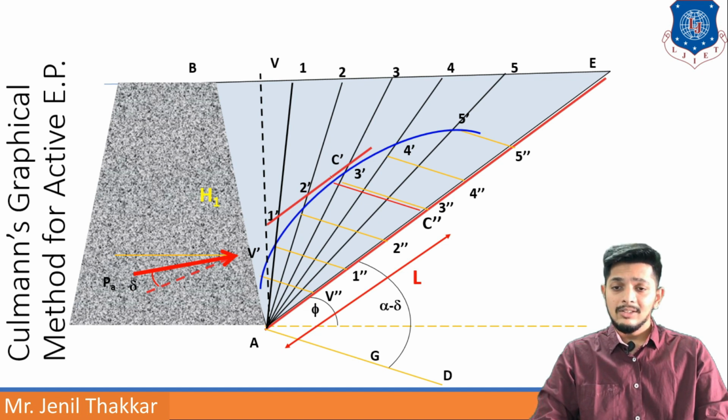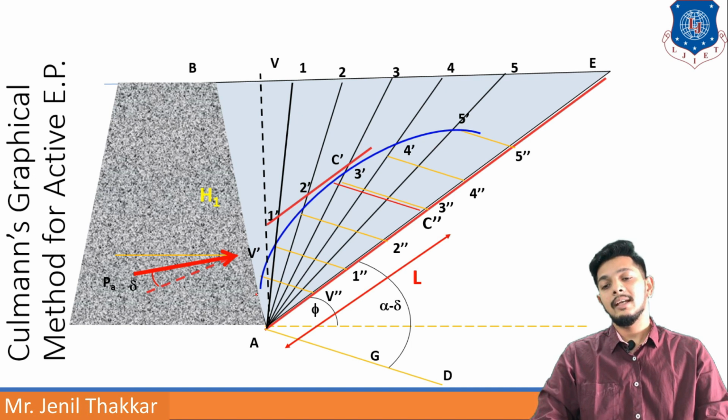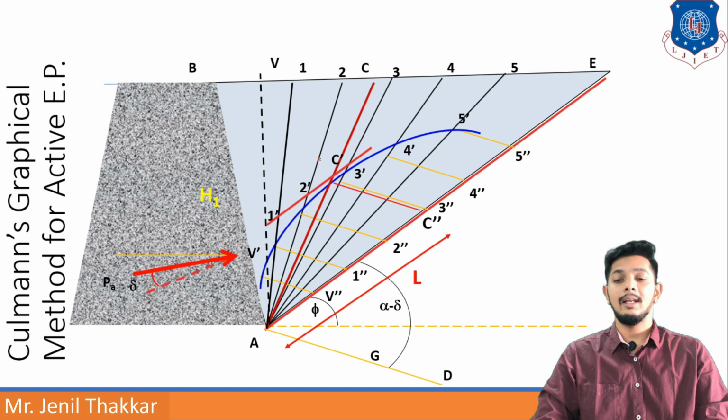Now from this tangential point to my AE line, or we can say the phi line, will give my line C dash C double dash. After drawing C double dash to C dash line, I will get C double dash with length L, and passing from C dash I can draw a line AC dash C, and this line AC dash C will give me the slip line or failure line.